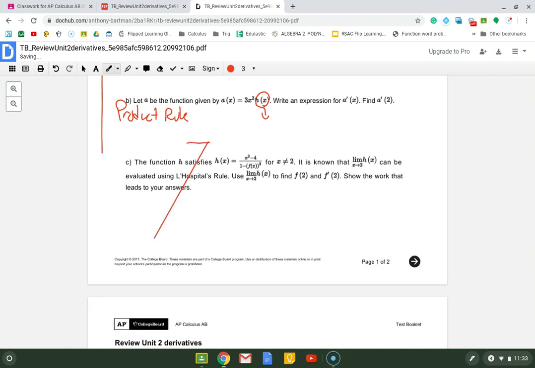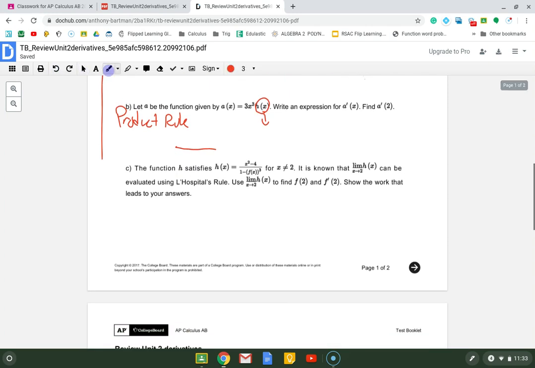Whoa, I didn't do that on purpose. Uh-oh, that's not where I'm drawing. So using L'Hopital's rule, let's see if we can get this right now. That's not where I'm writing. It's not calibrated right. Well, we're going to try this anyway.